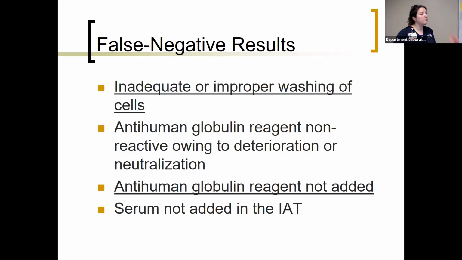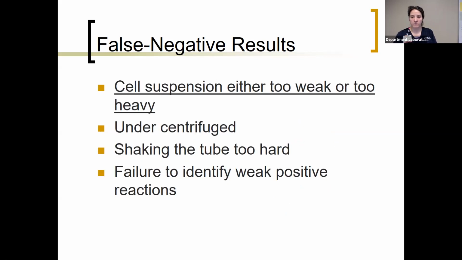False negative, very important. Improper washing can cause a false negative. Okay, and that's just because if there's any excess protein, it could neutralize your AHG reagent. If you forget to add your plasma in the IAT, there's no antibody, okay, so it could cause a false negative. If you forget to add your AHG, all right, that could cause a false negative. If you have prozone or postzone, both of those will cause false negatives.